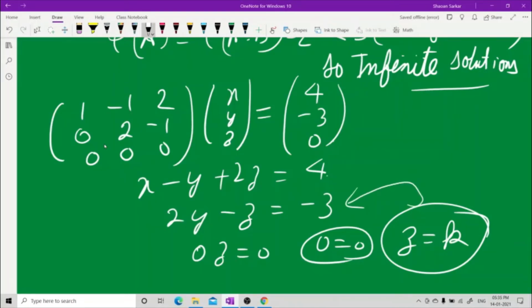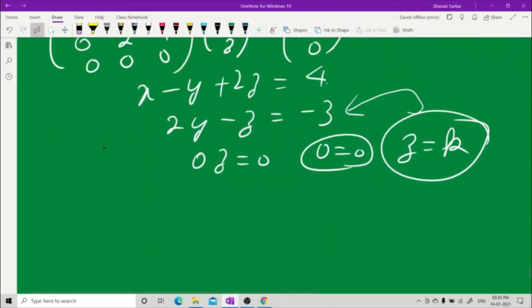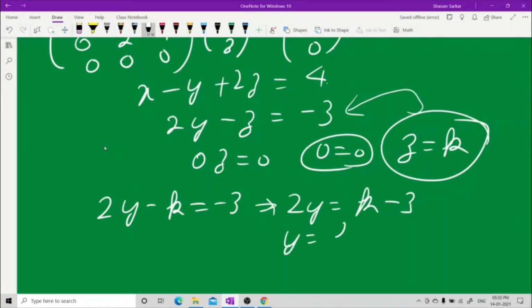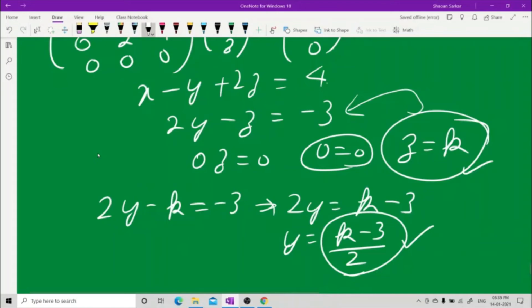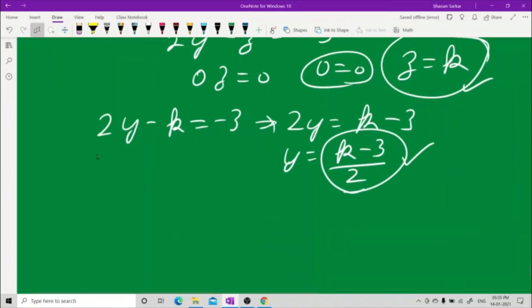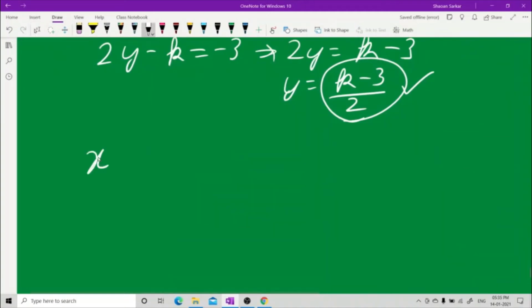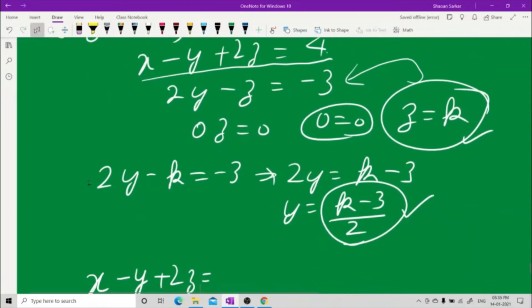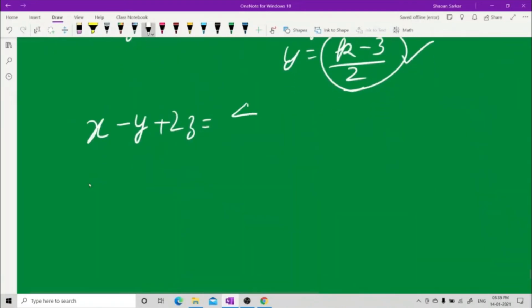Now I'll keep these equations. Now you see 2y minus k is equal to minus 3. So 2y comes out to be k minus 3. y comes out to be k minus 3 by 2. You got this? Put this value of y in this equation. Now you will get x minus y plus 2z is equal to 4. So now what is your value of y?